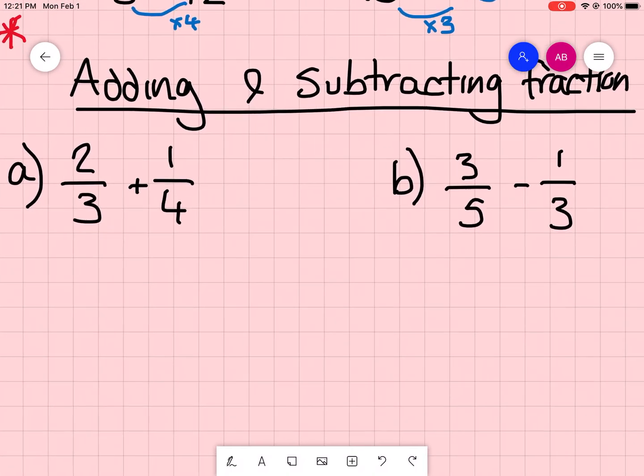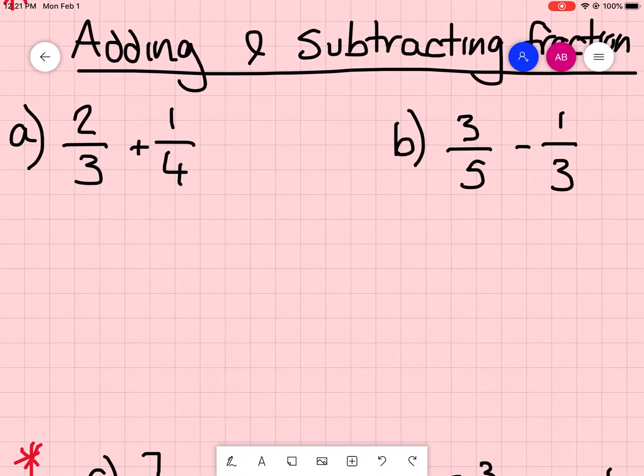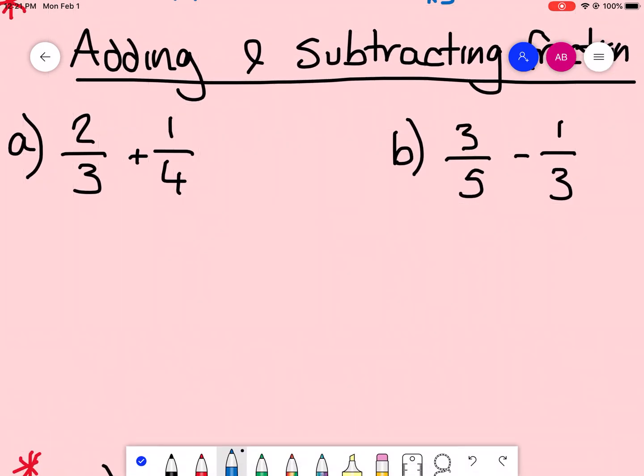Right, we are starting or continuing with adding and subtracting fractions. It just so happens that, as we notice here, our denominators are no longer the same. So we cannot just go ahead and add these two numerators together and get the correct answer. We have to first create two equivalent fractions of 2/3 and 1/4, which have the same denominator.